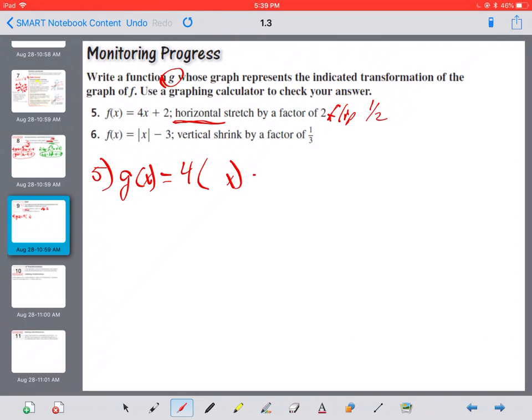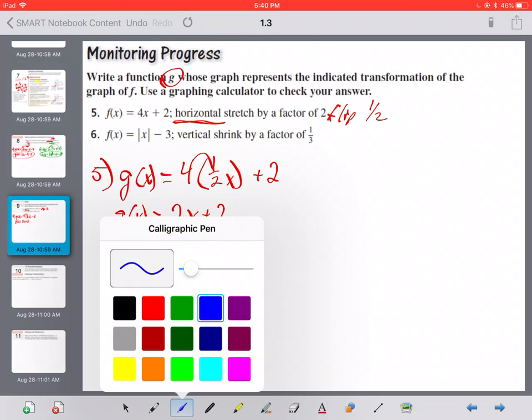So I've got 4 times something times x plus 2, because I'm only doing it to the x area. I'm going to do that 1/2 in here. So g of x equals 2 now, because 4 times 1/2 is 2, x plus 2.